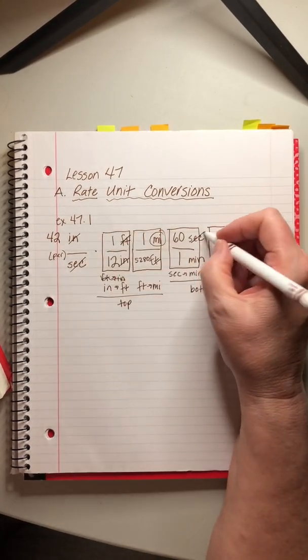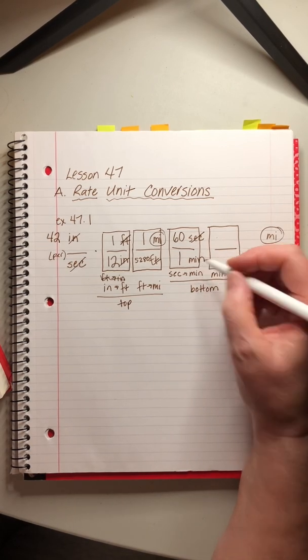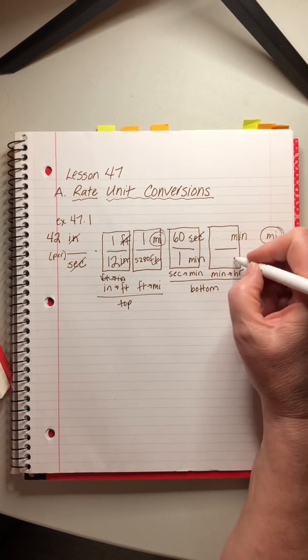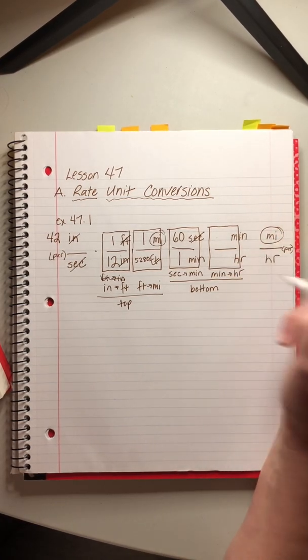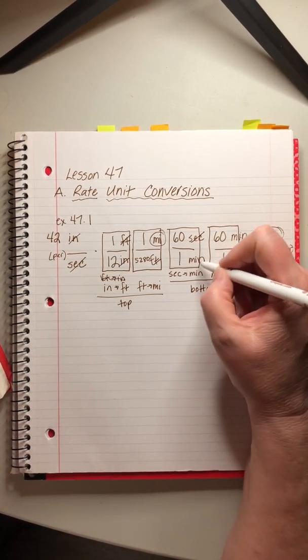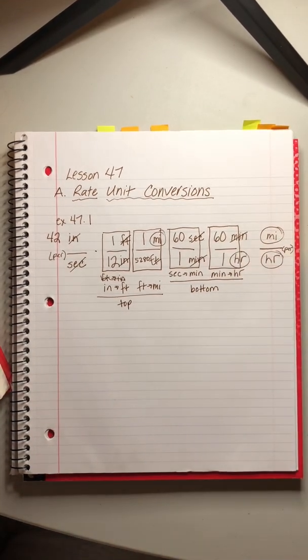Seconds cancel. Now we're all set up to do our next conversion to go from minutes to hours. Minutes are on the bottom, so we'll write minutes up here. Hours go down here. Which is bigger, an hour? It gets the 1, and once again, 60 minutes in an hour. Now the minutes cancel, and look, we're right where we want to be.